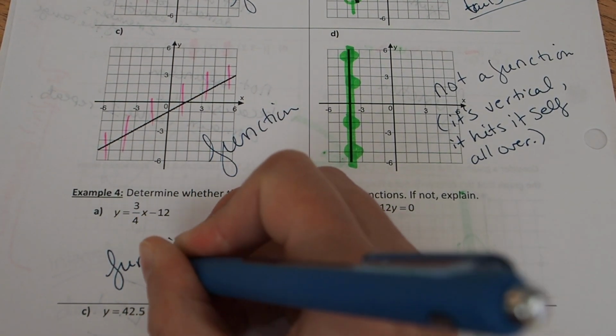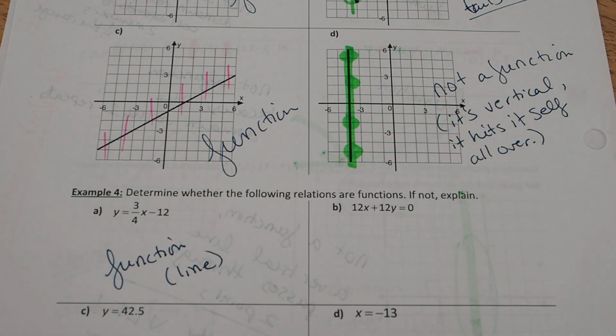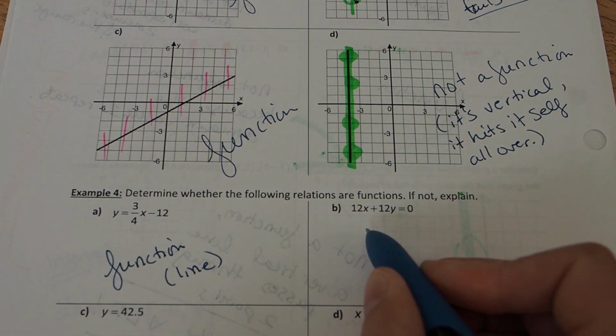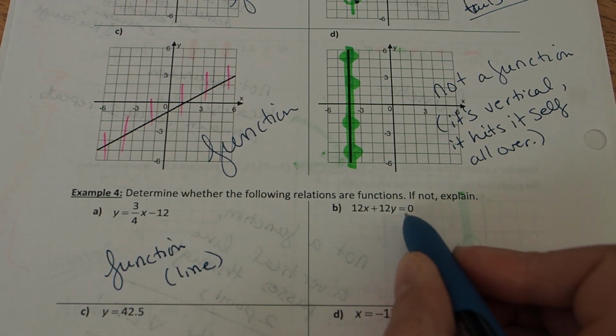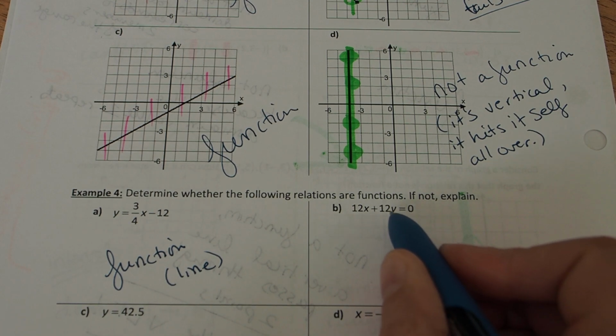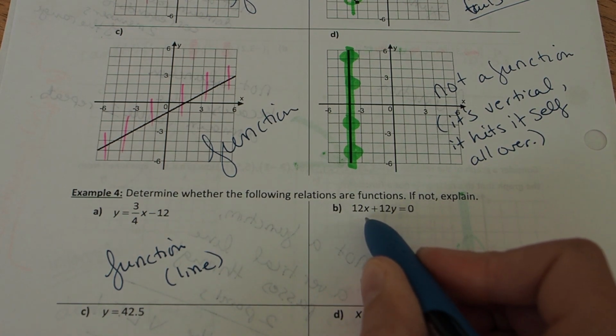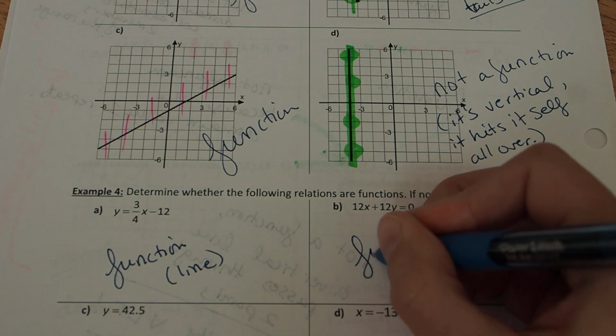It's a function because I know that it's a line, a non-vertical line. Now this line isn't simplified. I don't have the y variable solved for, but I can still tell because there is one x and one y that this would form a line. So I know that this is a function.